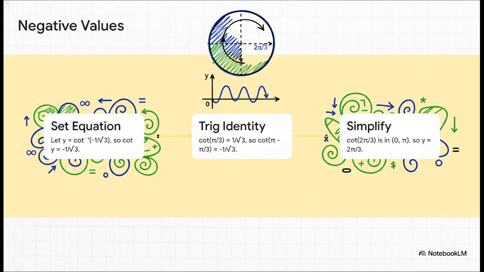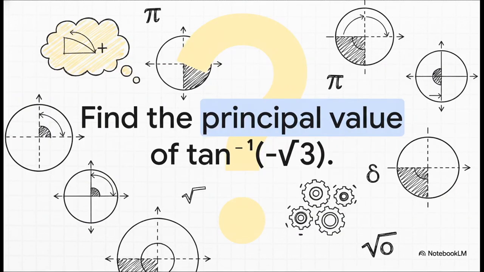Step 3, simplify that down to cotangent of 2π/3. Because 2π/3 sits perfectly inside a required open interval of 0 to π for cotangent inverse, boom, that's our final answer, y equals 2π/3. And that brings us to the end of our framework.